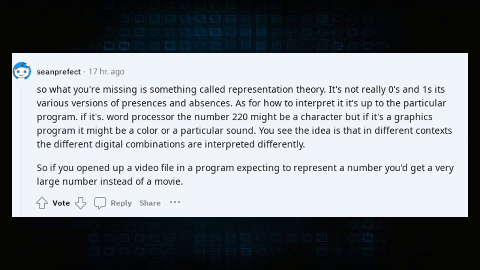So what you're missing is something called representation theory. It's not really zeros and ones, it's various versions of presences and absences. As for how to interpret it, it's up to the particular program. If it's a word processor, the number 220 might be a character, but if it's a graphics program, it might be a color or a particular sound. You see, the idea is that in different contexts the different digital combinations are interpreted differently. So if you opened up a video file in a program expecting to represent a number, you'd get a very large number instead of a movie.